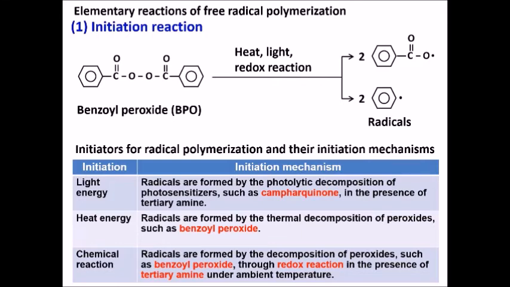As shown in the table, there are 3 different types of initiation reactions. First one utilizes light energy to activate camphor quinone. So that is one of the photosensitizers to form radicals. In the second case, benzoyl peroxide is cleaved by thermal energy, normally at 60-70 degrees Celsius. The last one is by the combination of benzoyl peroxide and tertiary amine. This combination generates radicals as a result of redox reaction at ambient temperature.